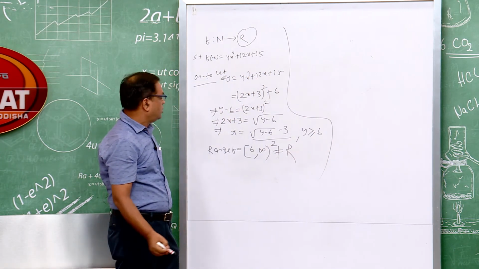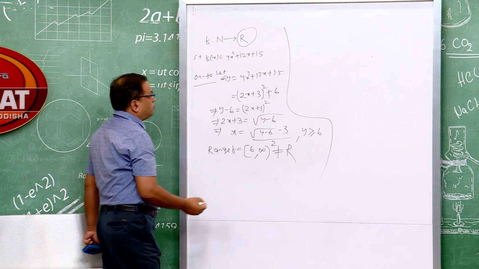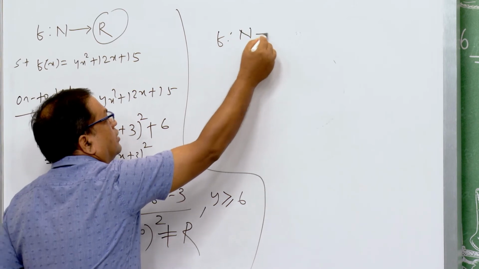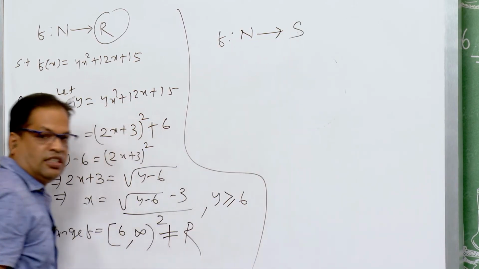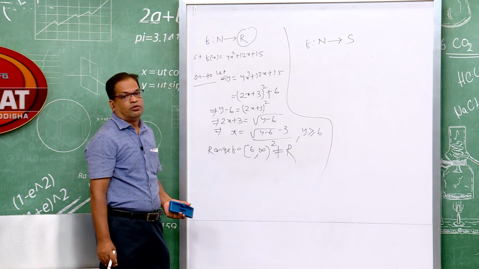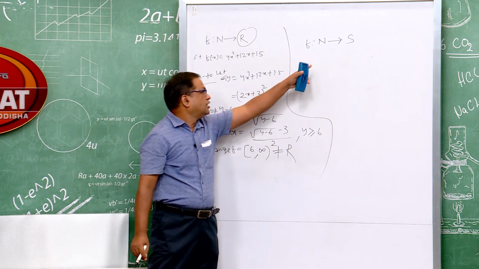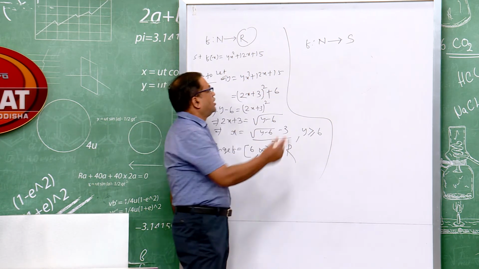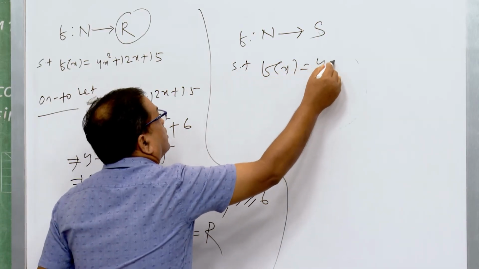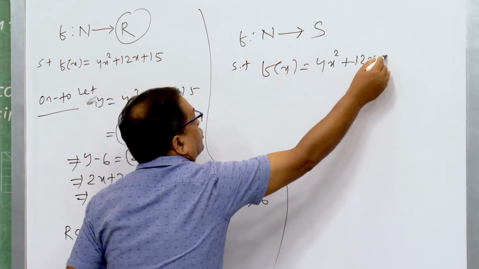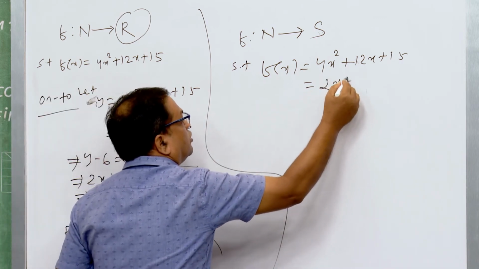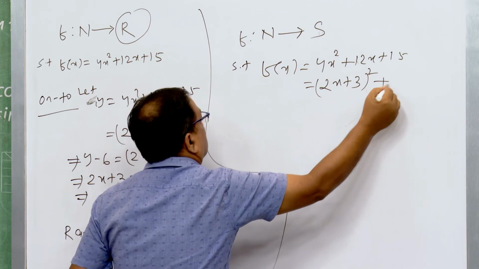Now, the inverse becomes possible if you restrict the codomain to its range. Your codomain is R, and the range is S. So automatically the function will be onto, because every element of set S will be related. Now your new function is from N to S, with the same rule 4x square + 12x + 15, that is nothing but (2x + 3) whole square + 6.